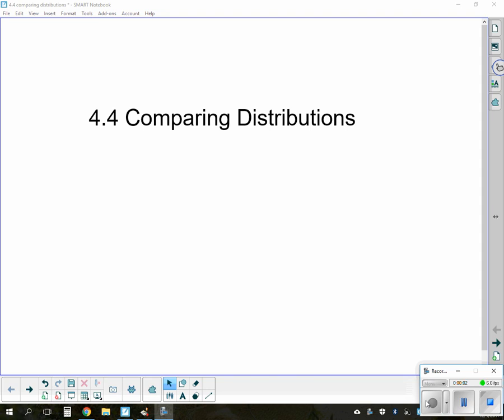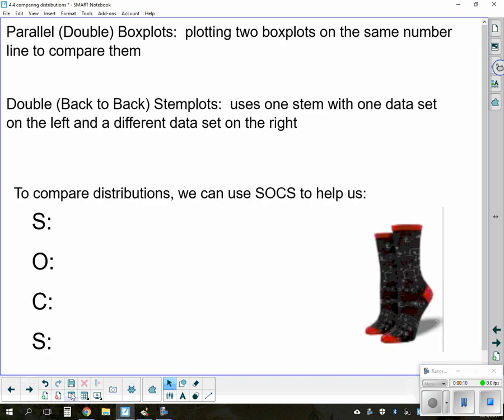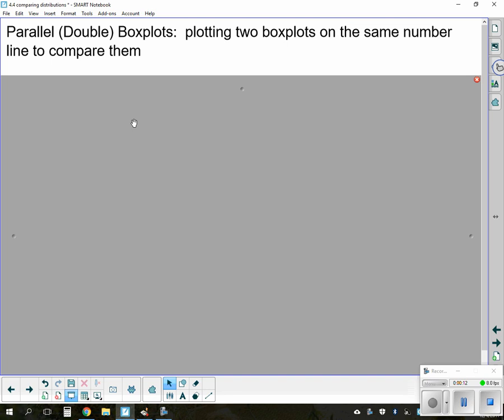We are on the last section of this unit, our second unit for comparing distributions. Some vocabulary terms. The parallel box plot is also referred to as a double box plot, and it's exactly what you would think, plotting two box plots on the same number line to compare them. And we'll see in a second what that looks like.